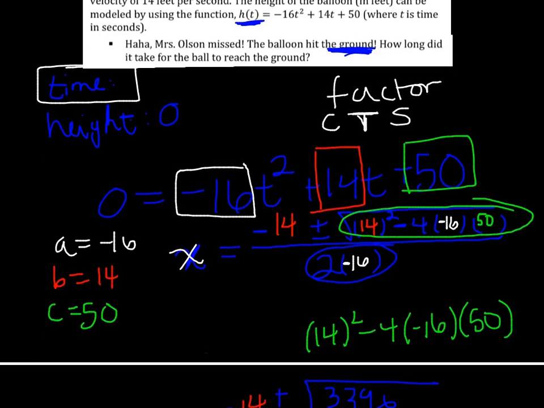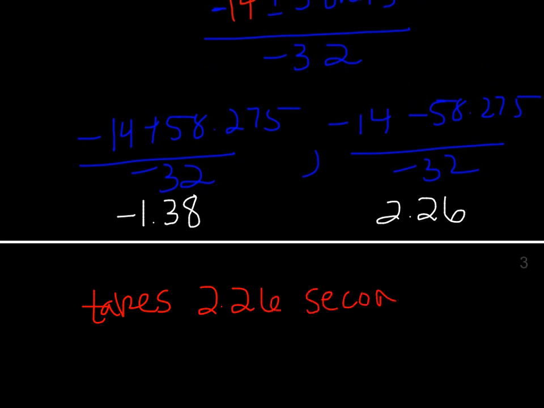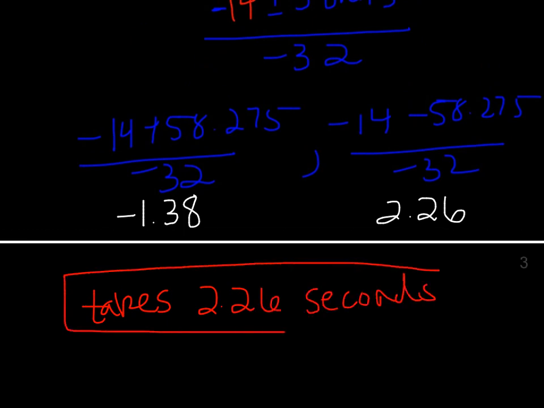Okay, so now we have to look at our 2 solutions, because only one of these can actually make sense. We have negative 1.38 seconds and 2.26 seconds. Well, guess what? You don't have negative time. So the correct answer is that it takes 2.26 seconds to hit the ground, because she missed. And then next we're going to find out how long it's going to take for it to hit me on the head, which should just be a little bit less time.